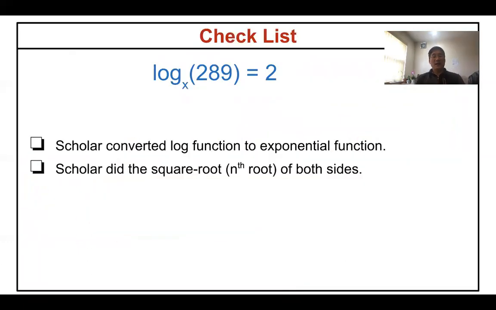Let's check our understanding. If you have a variable in the base, first we should convert the log function to an exponential function and do the square root or nth root, depending on the number you have here. If this is 2, you do the square root. If it is 3, the cube root, 4, the fourth root. Does everybody understand? Now you will have your practice problems. Please finish by yourself and then email it to me.